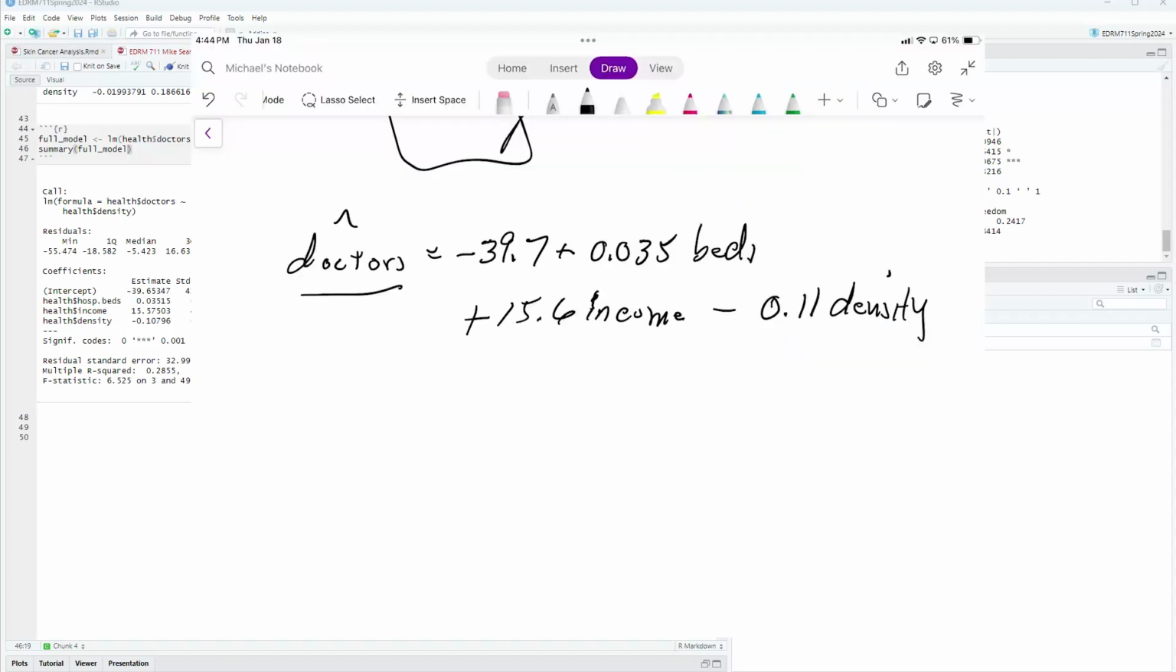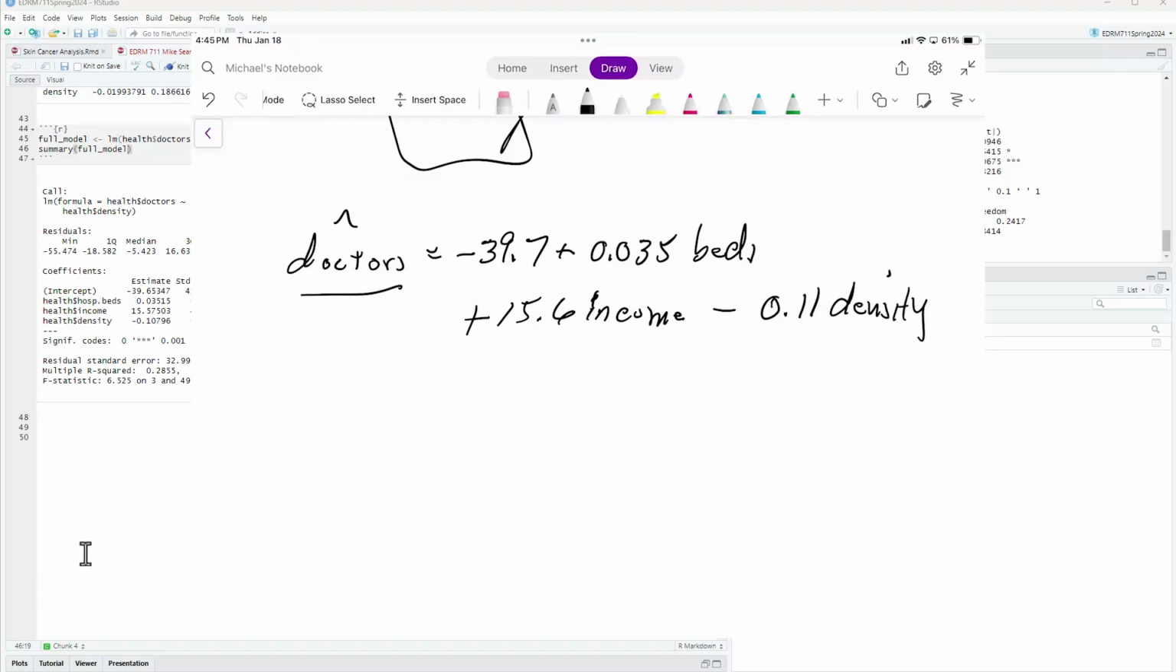And I just realized I've not been showing you what I was writing, so there it is. You heard me writing, but now you see what I wrote. So doctors is equal to minus 39.7 plus 0.035 beds. All those estimates are coming from right here. We can see that peeking out on the left side. Plus 15.6 times income minus 0.11 density. So that's our actual regression equation that we have here.